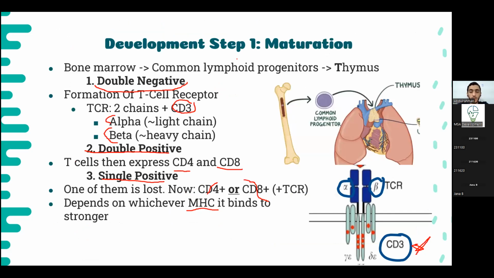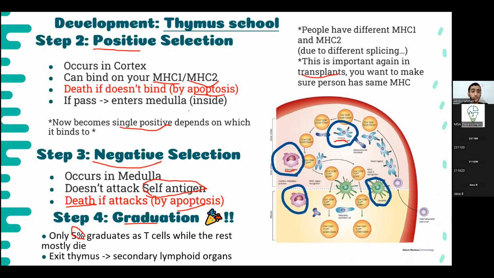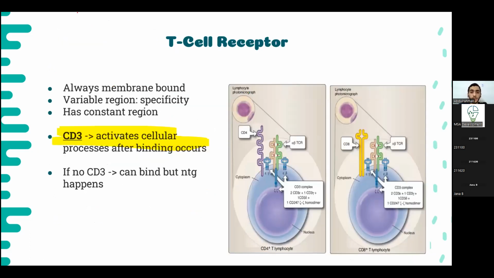I'm going to go over it one last time. We have a maturation, a double negative where there is nothing. We form a T cell receptor, which is going to have 2 chains and a CD3, and then it becomes a double positive and then a single positive. And this is through positive selection. Positive selection: it binds on MHC or doesn't bind. Negative selection: we kill it if it binds on our antigen, and then it's a complete T cell and it's going to be released. Clear? Am I going too fast, guys? Or is it clear?